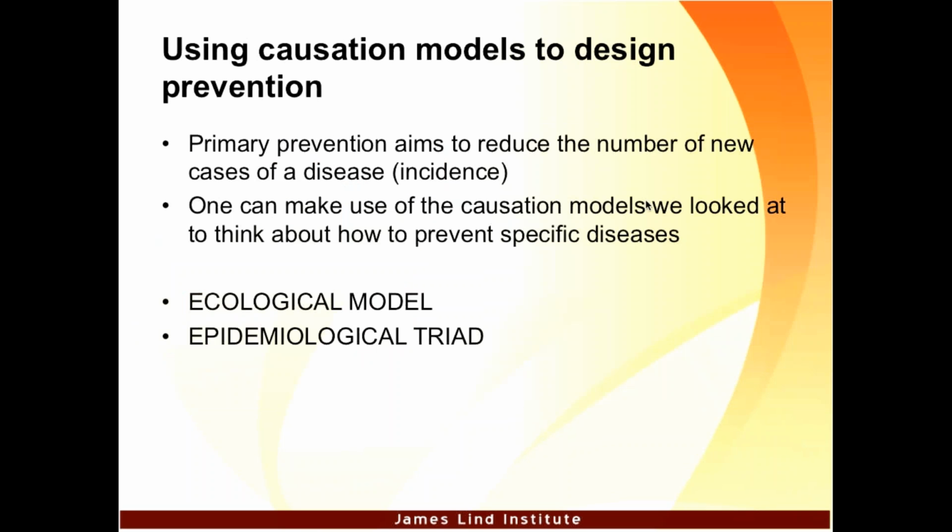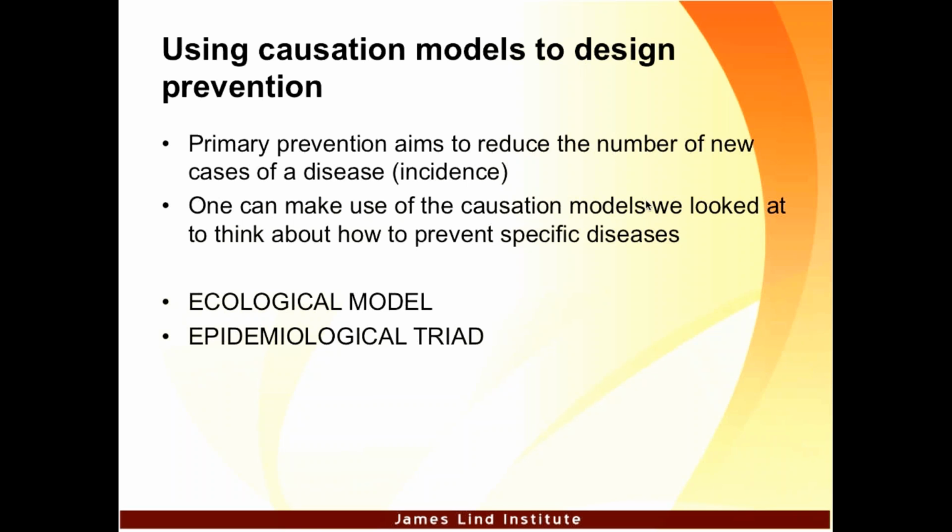So how do we use causation models to design prevention? Well, we try to reduce the number of new cases of disease, and that's called the incidence. And as I said earlier, we make use of our causation models to think about, if we want to prevent this disease, how do we go about it? Here, you can use whichever model is most useful for the disease you're looking at. We'll have a look at both now.